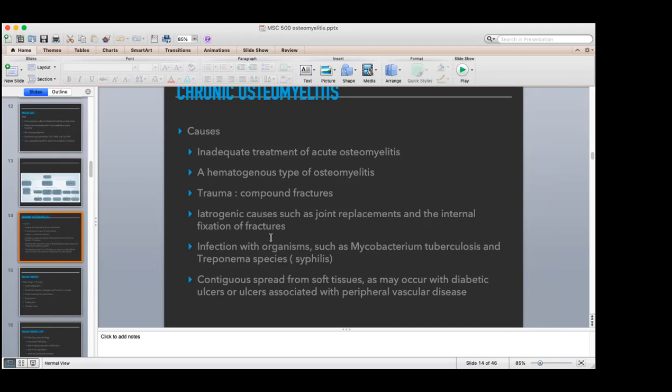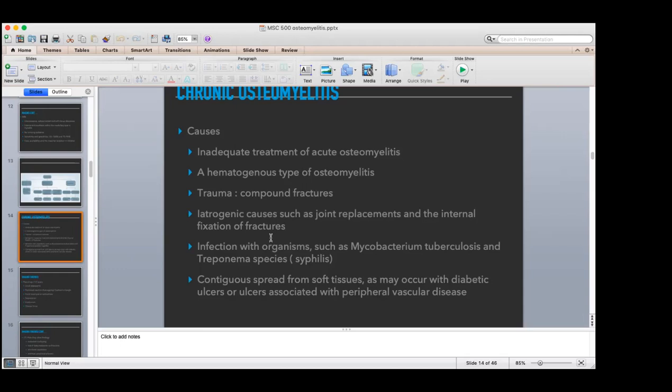Chronic osteomyelitis will have been there for more than a month. So the cause of chronic osteomyelitis is a poorly treated acute osteomyelitis. The mode of spread will still be the same. So the patient either had a hematogenous spread from septicemia, trauma from compound fractures, for example, iatrogenic causes, whether we are having the exofix or we are having internal replacements like a joint replacement.